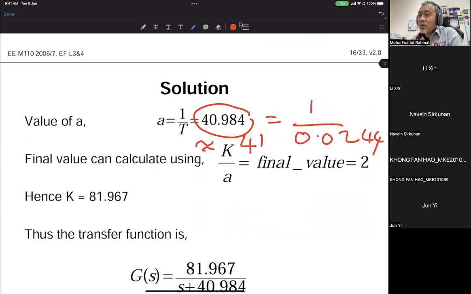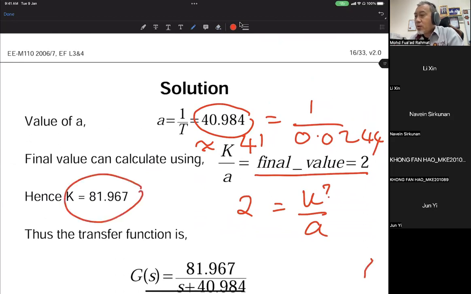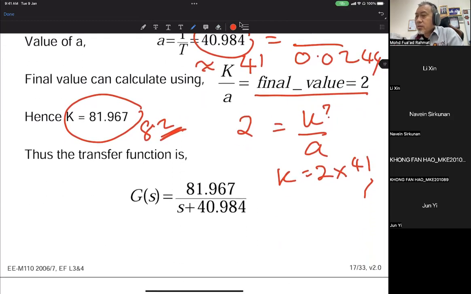So the final value can be calculated like this. The final value is equal to 2, so you equate 2 equal to K divided by a, because we want to know the value of the gain. So K is equal to 81.967, with a equal to 41. This one is roughly 82. So the transfer function G(s) is equal to 82 divided by s plus 41. To make life easy, we use an integer number.